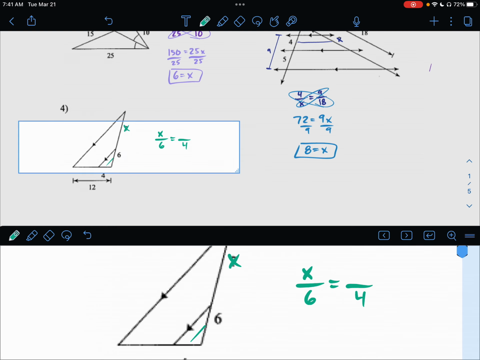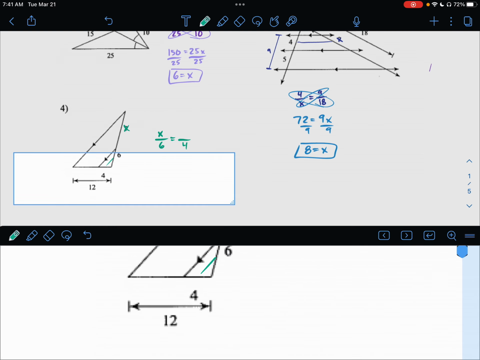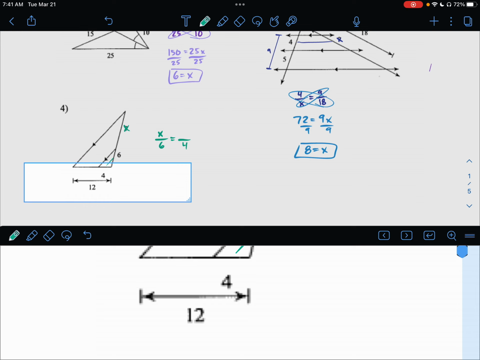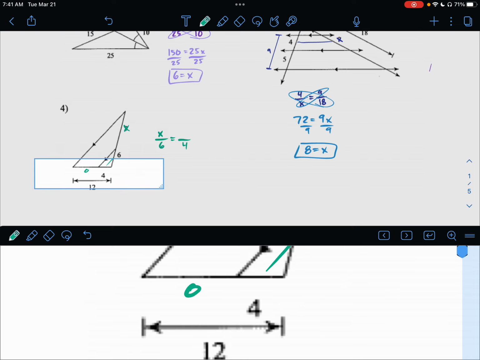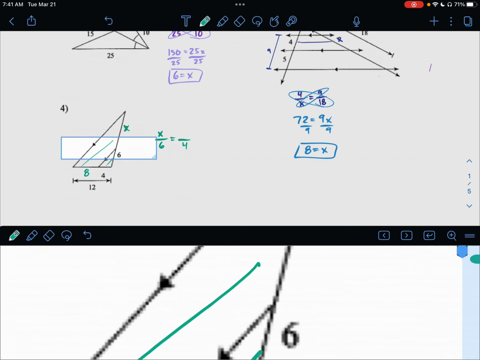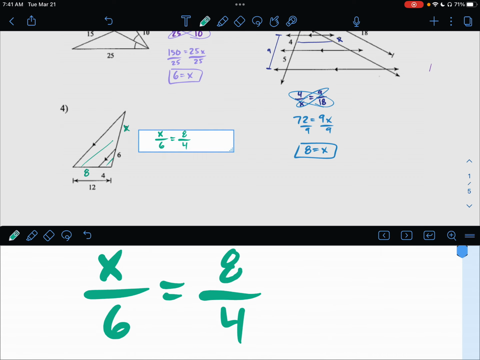But the x is not across from the 12. Again, the entire side length here is 12. Instead of using 12, I just need to do 12 minus 4 because I know this entire thing is 12 and this part of it is 4. So I just need to do 12 minus 4 to get that this is going to be 8. So the x is across from the 8, meaning I can put 8 on top of this 4.